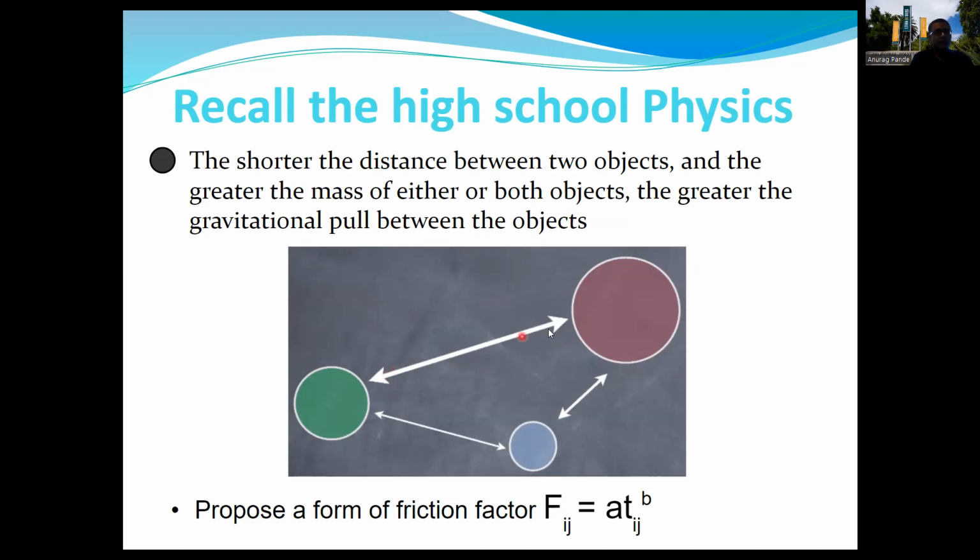The thickness of the line represents the gravitational pull. If you have two large objects located nearby, they will have a pretty large pull, but if you have locations that are far, they will not have as much pull. These two zones are located pretty close, so they have a lot of pull, a lot of trips between them. Propose a form of a friction factor: Fij is a constant times travel time. Travel time is a good way of thinking about the friction between two locations. How far are they located? If the travel time is large, you're going to have fewer trips.